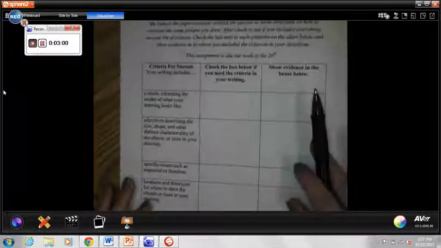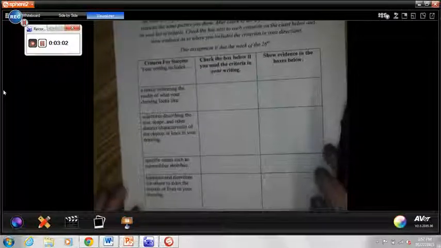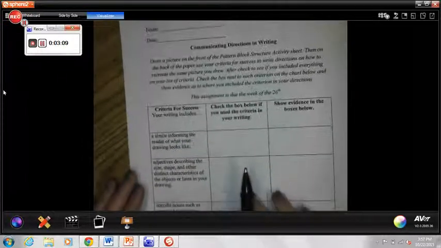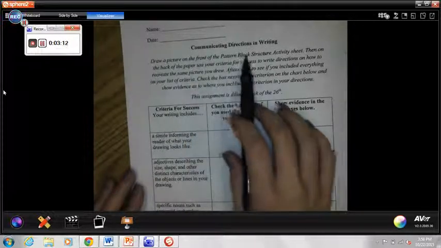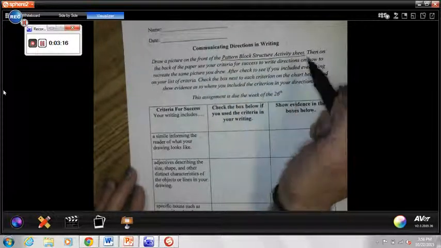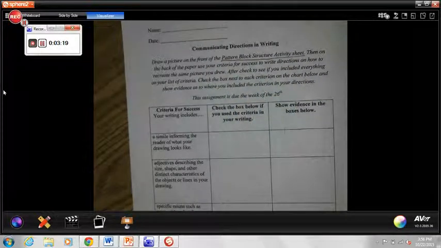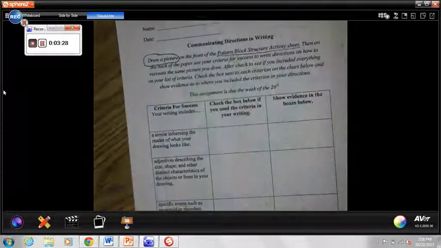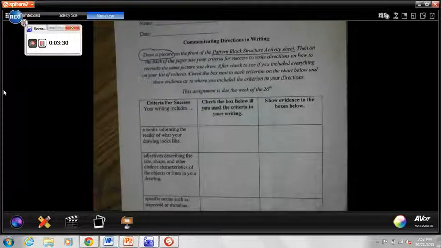So with your homework, we talked about, well, what's the criteria for success to be able to communicate directions in writing? So all of you have received this sheet, and it tells you that for your homework, you need to draw a picture on the front of the pattern block structure activity sheet. Sorry, not everybody received this, or they didn't do their drawings on the sheet, so that's okay. I just want you to be drawing a picture, anything you'd like, nothing specific. You can draw any image that you prefer to draw.